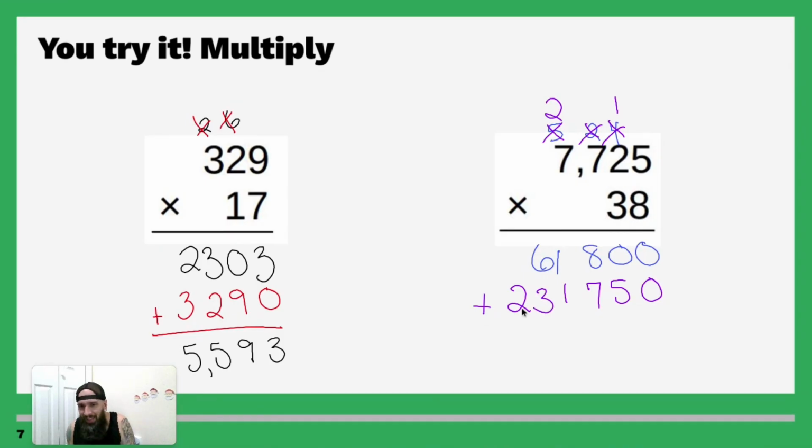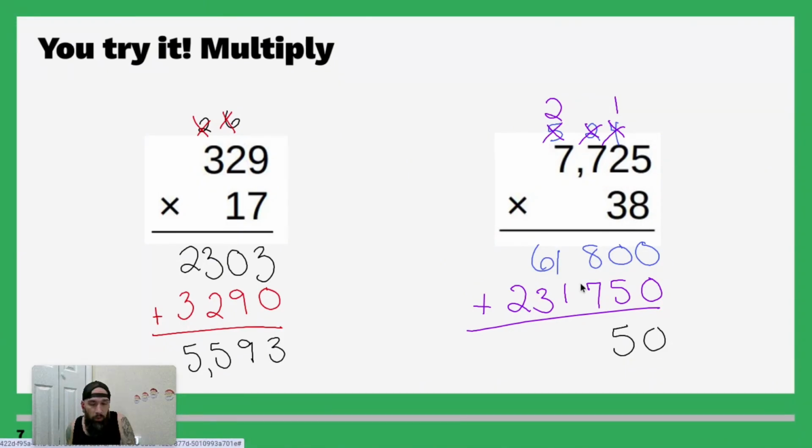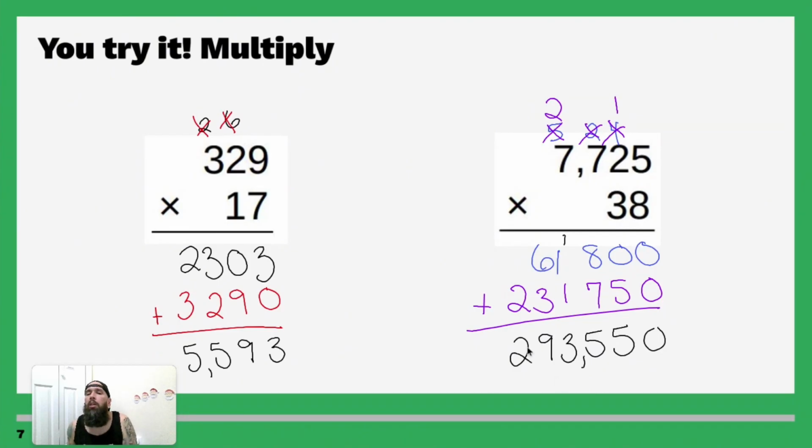So now we're going to add these guys together. You've got 0 plus 0, which is 0. Bang. 0 plus 5, which is 5. Boom. 8 plus 7, which is 15. Carry the 1. 1 plus 1 is 2, plus 1 is 3. So you get 3. Nothing carries over. 6 plus 3 is 9. 2 is all alone. 1, 2, 3 digits, comma, 293,550.